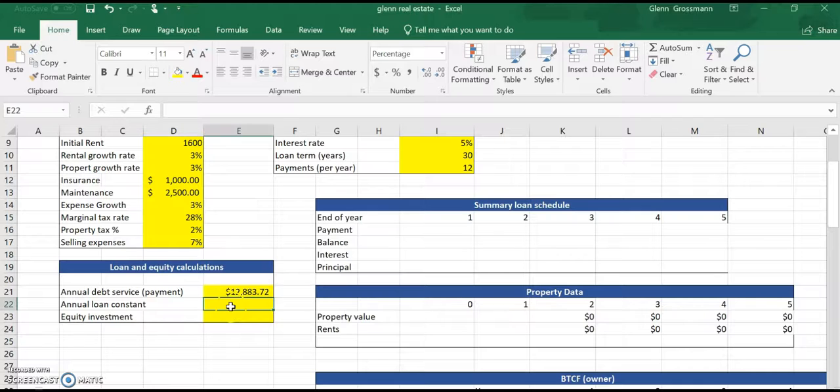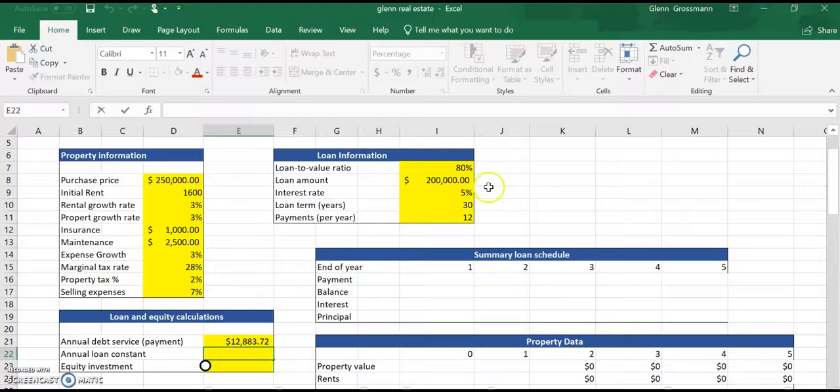Okay, now we're going to get our annual loan constant. That's going to be our annual debt service divided by our purchase price. Okay, so I actually calculated that wrong. It's supposed to be this divided by our loan amount, not our purchase price. And that gives us 6.44%.